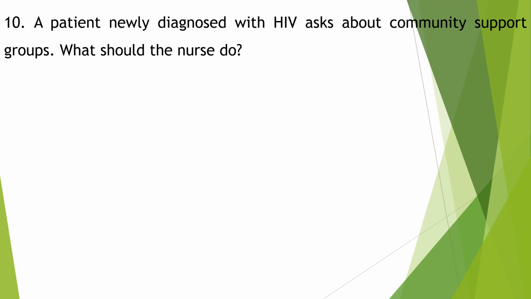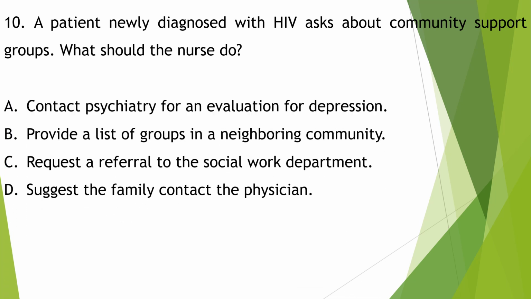A patient newly diagnosed with HIV asks about community support group. What should the nurse do? Contact psychiatry for an evaluation for depression, provide a list of groups in a neighboring community, request a referral to the social work department, suggest a family to contact the physician. Of course, you need to provide a list of groups in the neighboring community for support.